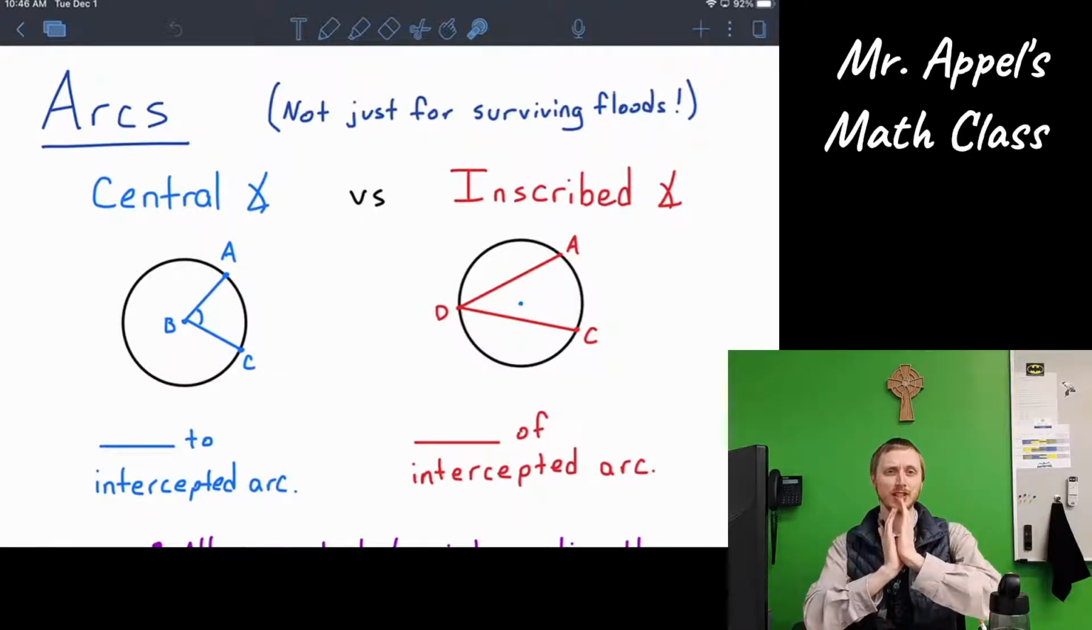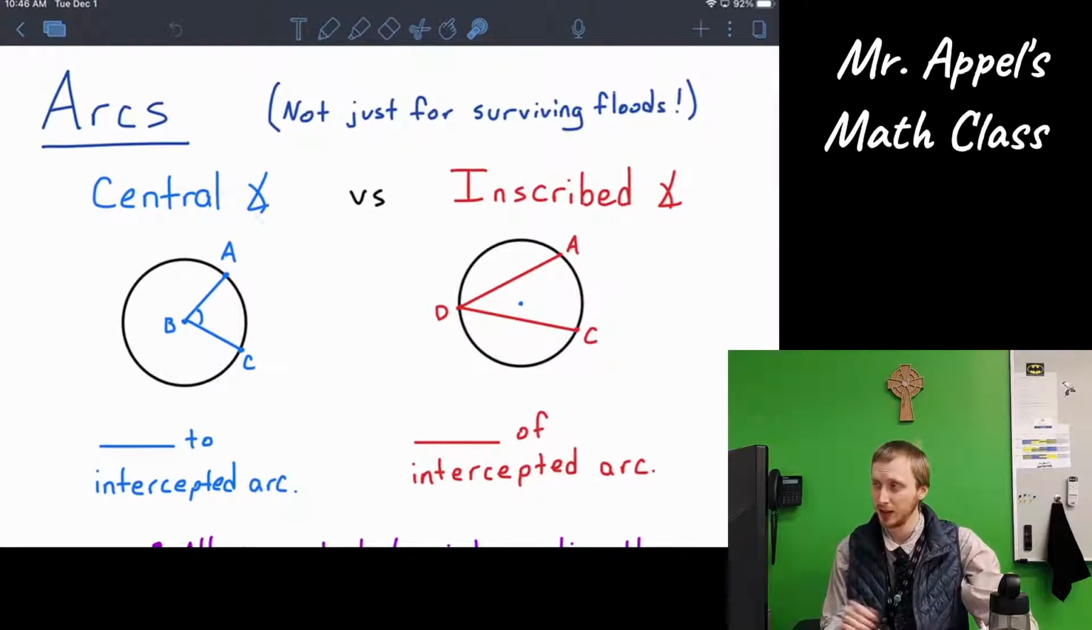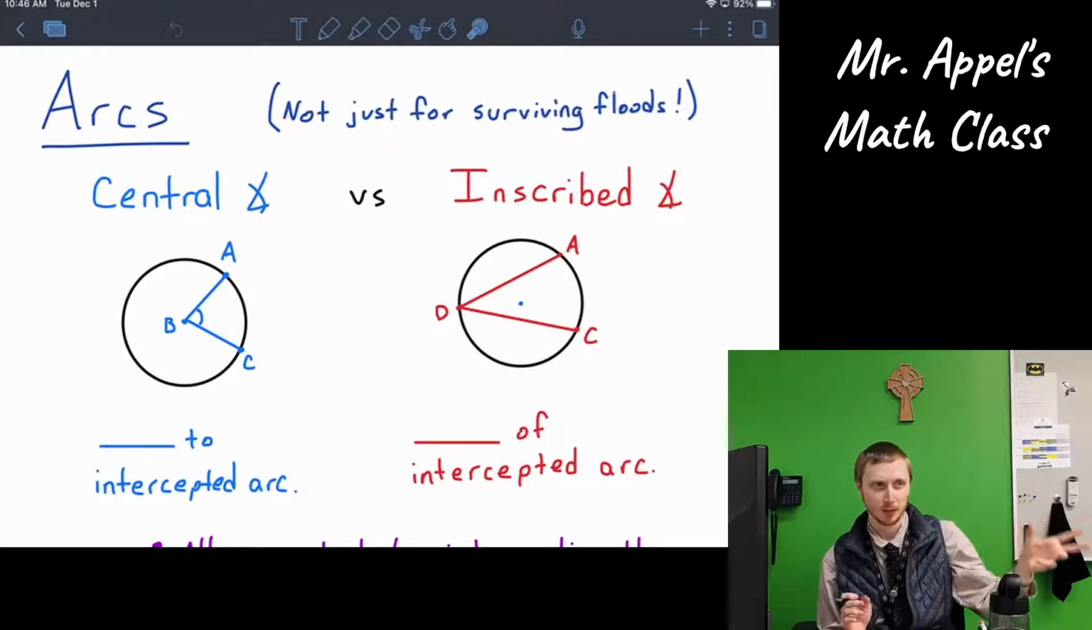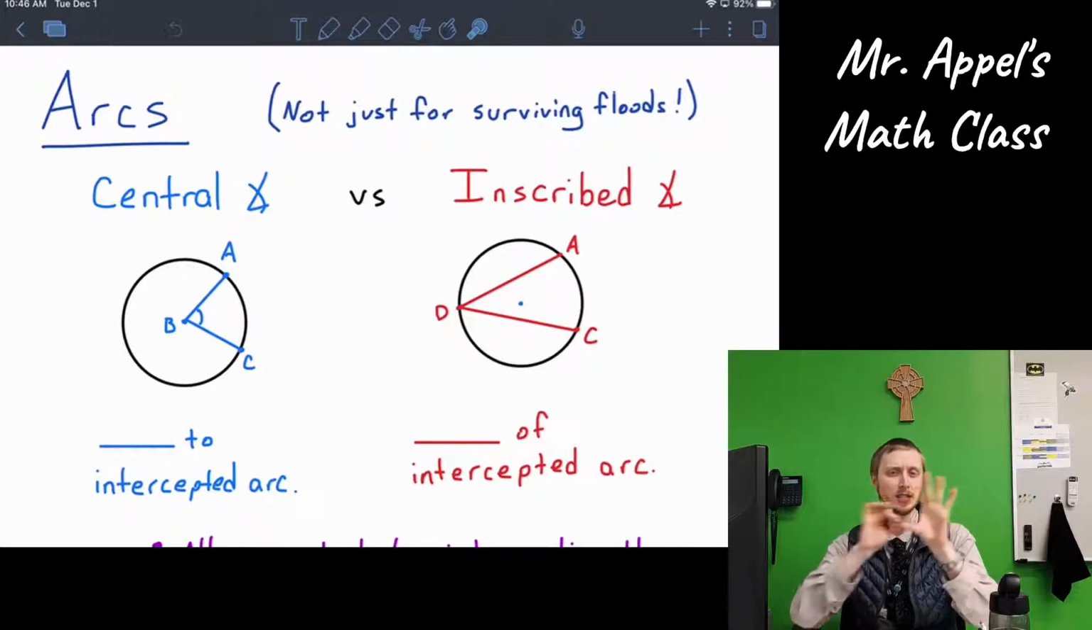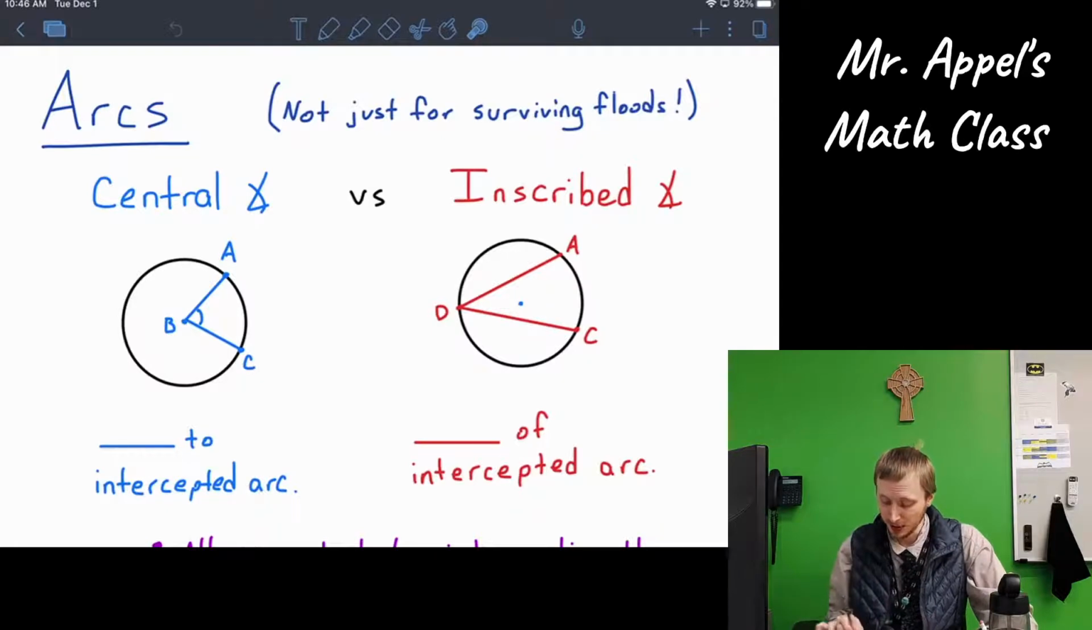Often it is intercepted by some kind of angle through the circle, either a central angle or an inscribed angle. We mentioned inscribed figures way back at the beginning. That was an object drawn inside of a circle with all of its points on the circle. So an inscribed angle is an angle entirely inside, but all of its points, the endpoints and its vertex, are on the circle, as opposed to a central angle where the vertex is at the center of the circle. It's in the name.